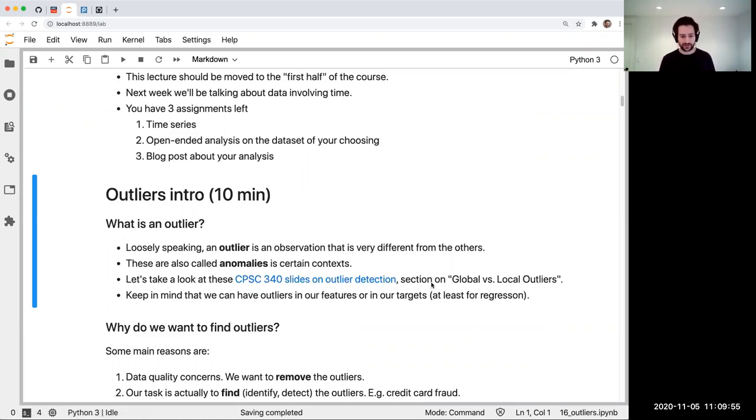I'm actually not going to look at these CPSC 340 slides right now, but you're welcome to look at them. The point is that outlier is not clearly defined. What does very different mean? If you have a house that has 100 bedrooms, is that an outlier? Yeah, probably. If you have a person whose income is $1 billion a year, is that an outlier? Yeah, probably. And so when you just look at one feature, you might really see outliers, but sometimes it's more complicated and you need to look at multiple features.